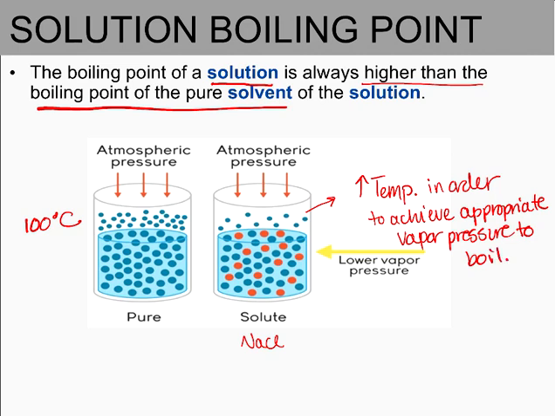So what that means is the boiling point of a solution will always be higher than that of pure water. It might not be much higher, but it will definitely be greater. And again, that's because we need a higher temperature in order to get the same vapor pressure that matches atmospheric pressure. And again, that's due to all of these solute particles that are blocking the water from evaporating.